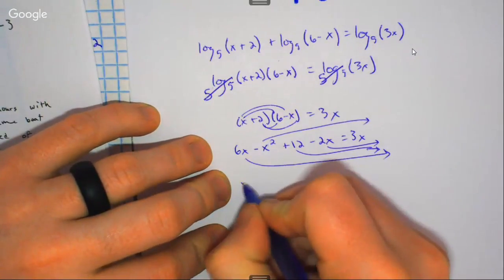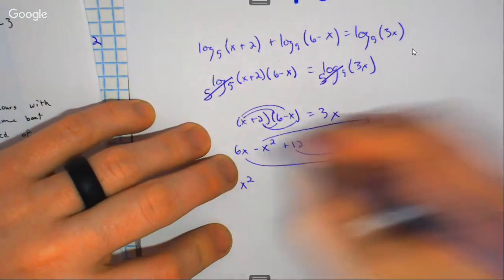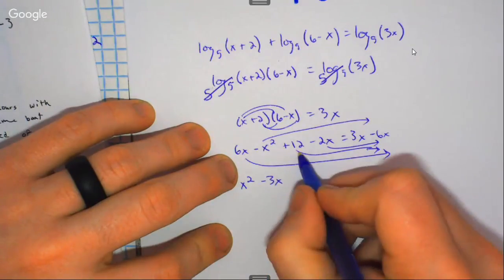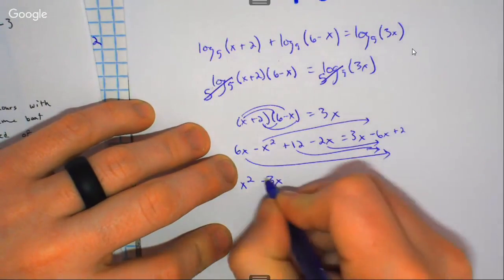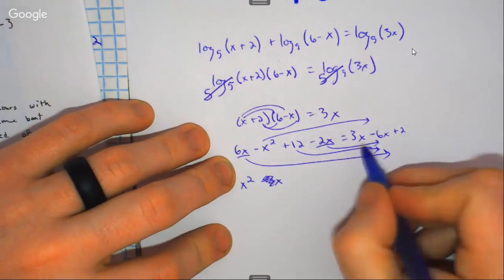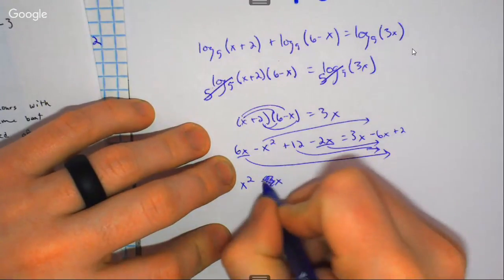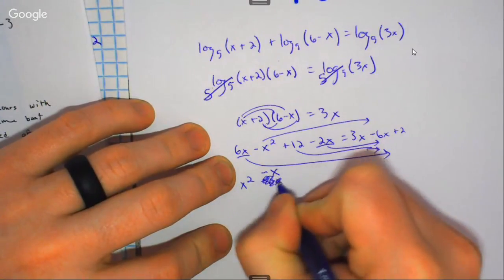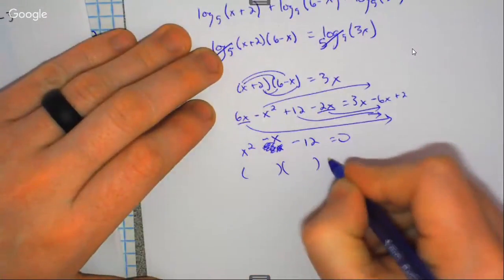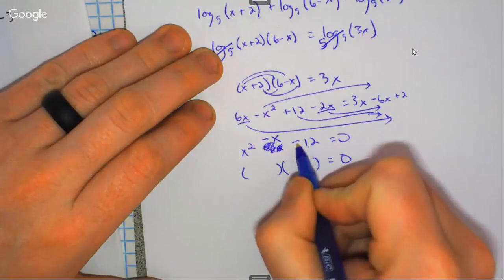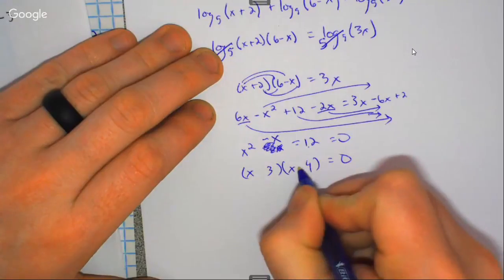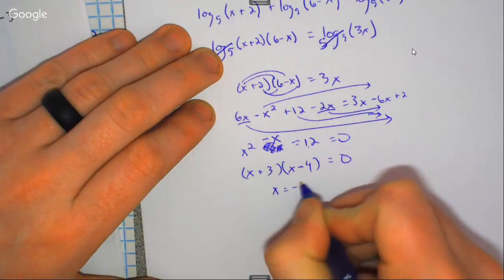So we have x squared, and we subtracted 6x to the other side. So you get minus 3x, and then plus the 2. Sorry, 6 and negative 2. So negative 3 plus 2 is negative x. Minus 12 equals 0. We can factor this. Factors of 12 that subtract to 1, that's 4 and 3. Signs are different. The bigger one is negative. So x is negative 3 and 4.